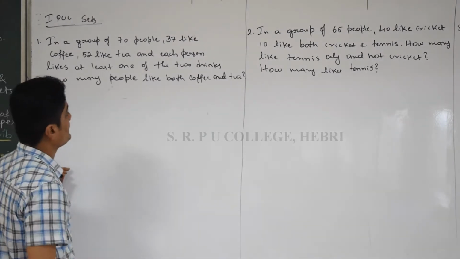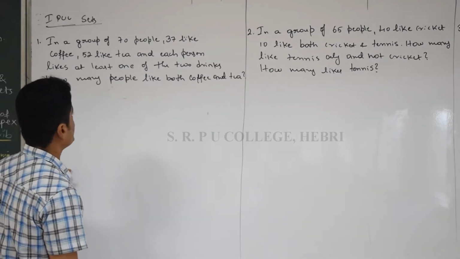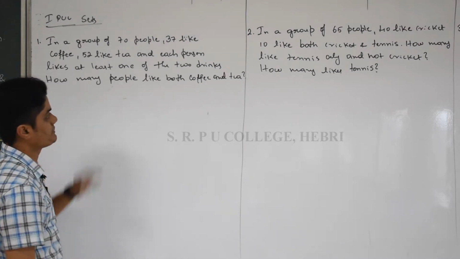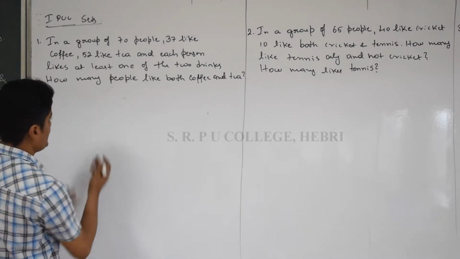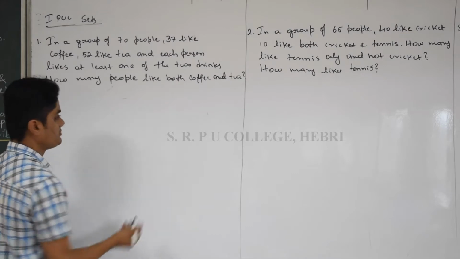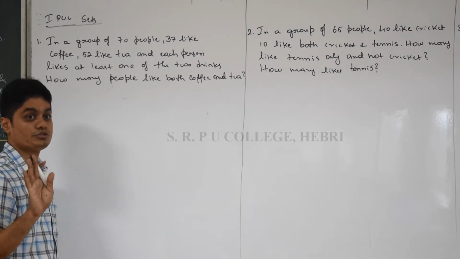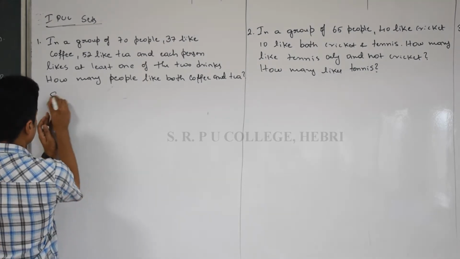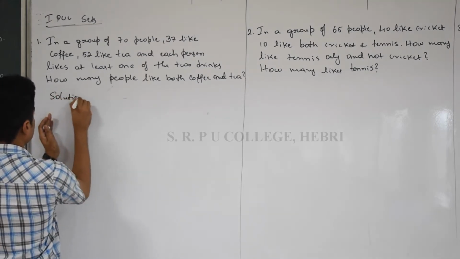In a group of 70 people, 35 like coffee, 52 like tea, and each person likes at least one of the two drinks. How many people like both coffee and tea? There is a chance you may write the direct answer, but you should not directly write the answer. You should write the solution in this pattern. Observe this carefully. Solution is as follows.